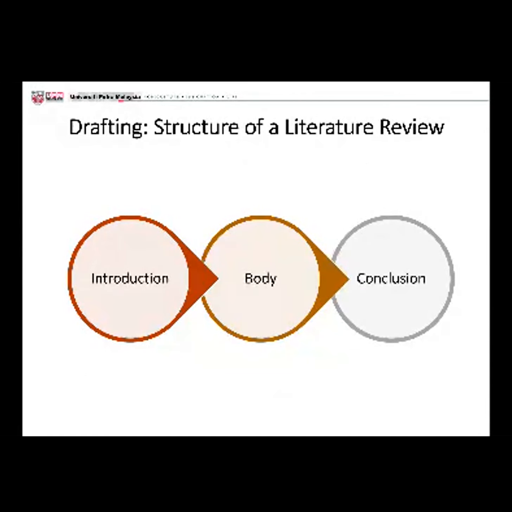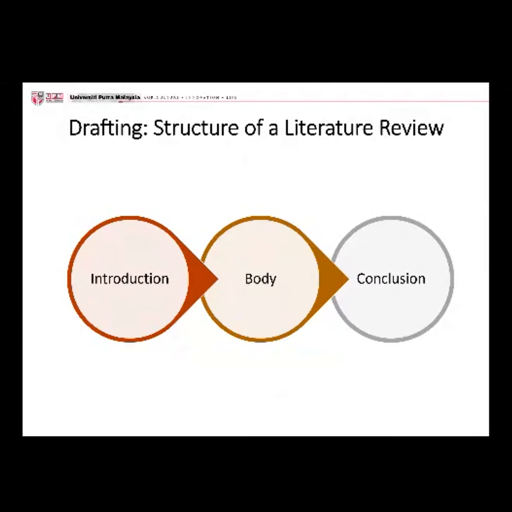We come to the fourth one, which is drafting. In drafting, this is where you start to write. Before this, the annotations bit doesn't really count as writing. So this is when you really sit down and start to put the write-up together. Of course, for a literature review, this is similar to other types of writing as well. You have an introduction, you have the body of text, and then you have your conclusion.